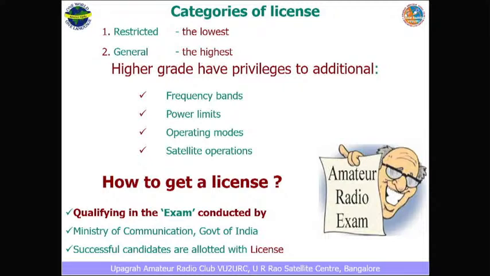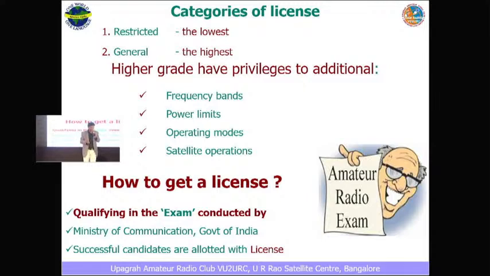We have two categories of license in India. One is called the restricted grade, the other is the general grade. Restricted is the lowest and general is the highest. There is not much difference between the restricted grade and the higher grade, except for certain bands of frequencies, the power limits, operating modes, and satellite operations.